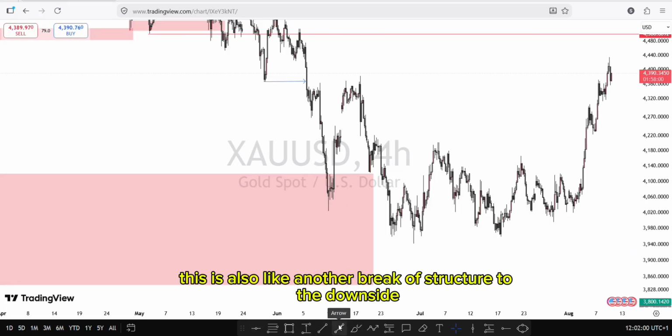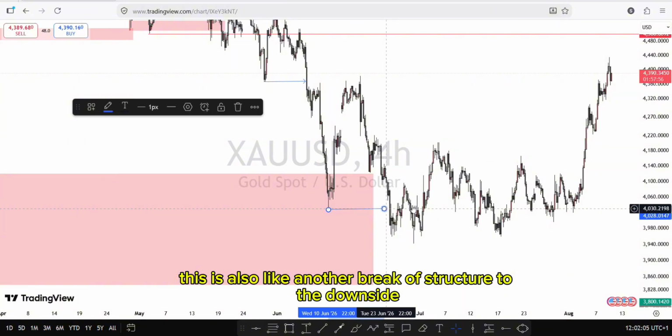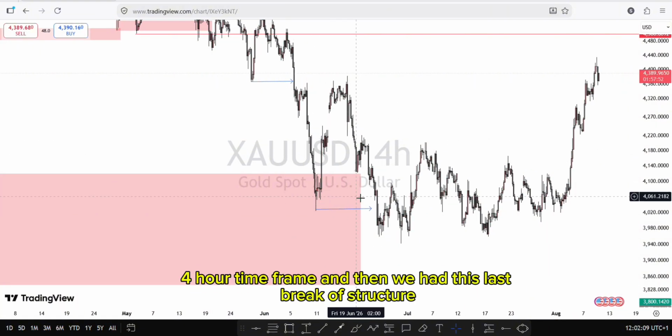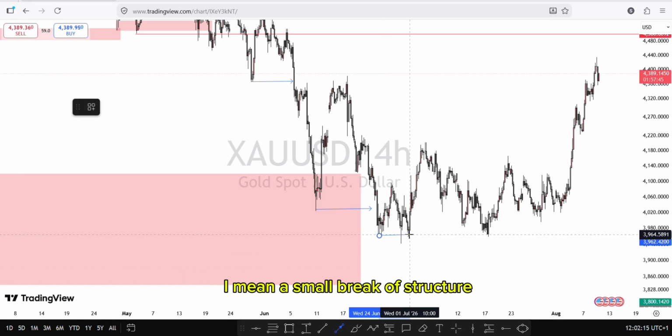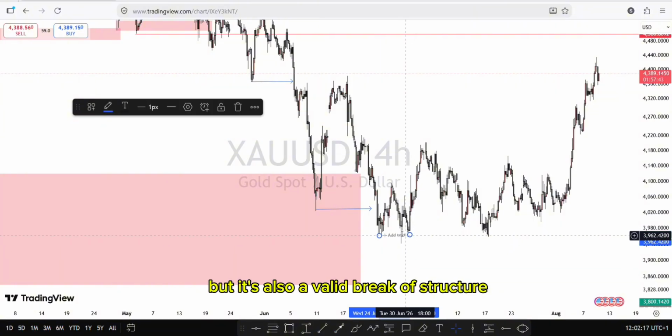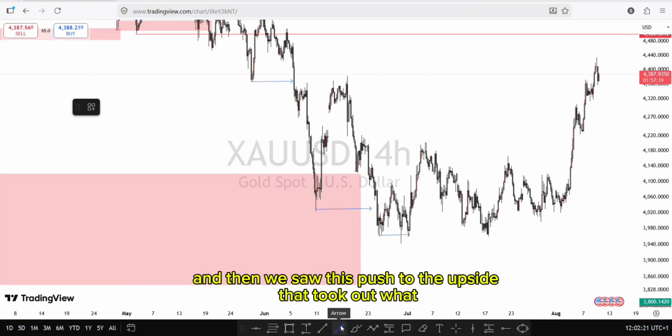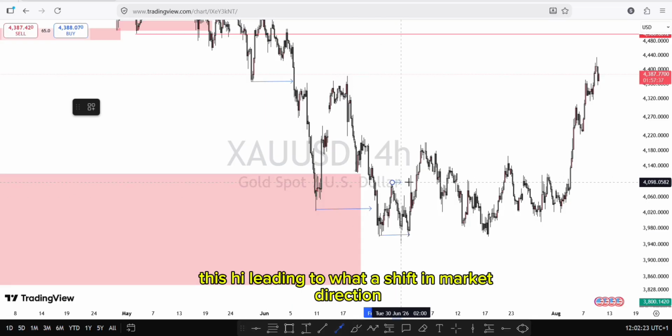This is also another break of structure to the downside, indicating that price is bearish on the 4-hour time frame. And then we had this last break of structure, a small break of structure, but it is also a valid break of structure. And then we saw this push to the upside that took out this high, leading to a shift in market direction.